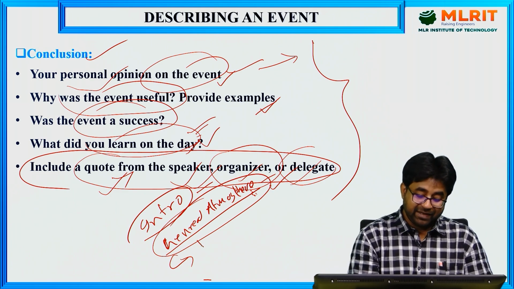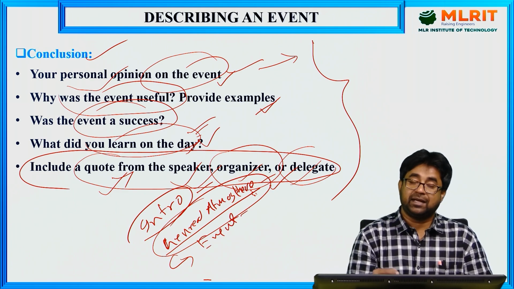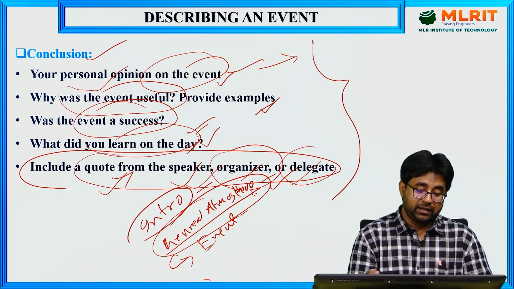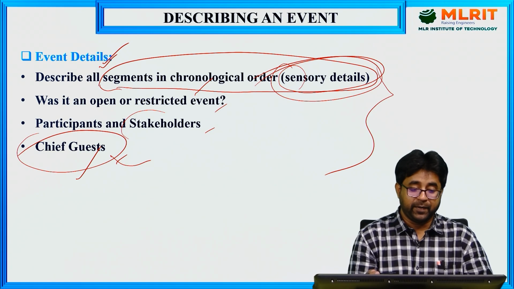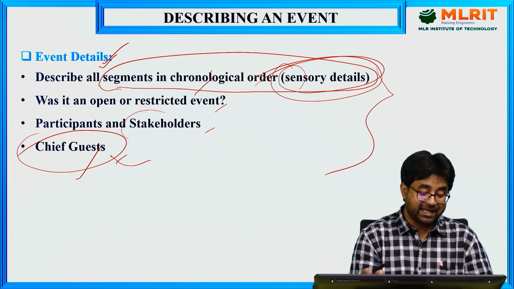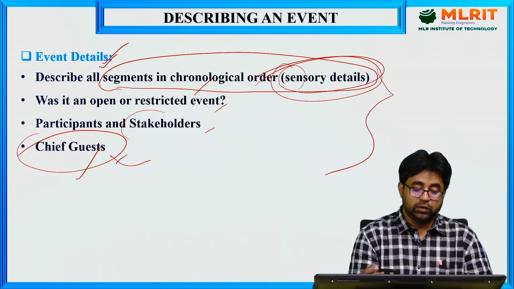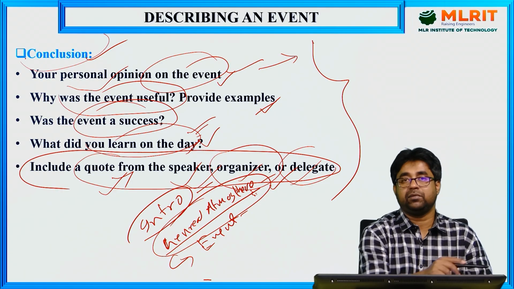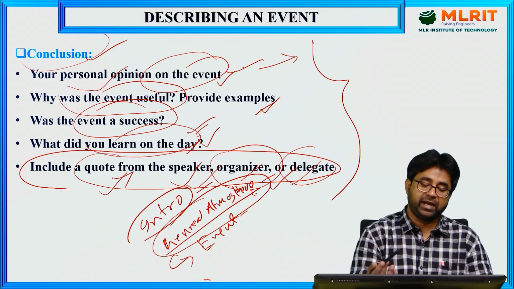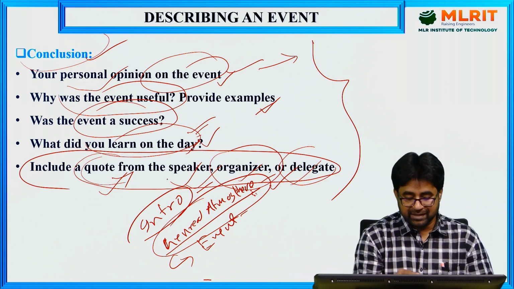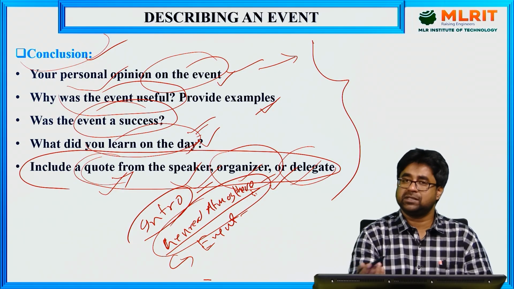The next, third segment, what was it? You can talk about event details. So what are the details about the event? Whether the event was restricted or open, and then other things. If you go back, was it open or restricted? Who were the participants? And then different segments of the event. All those things you can include. And then the last part is conclusion. In the conclusion part, you basically add your reflection about the event, and also you add a quote from the participant or organizers or management or delegate, anyone, chief guest, right?